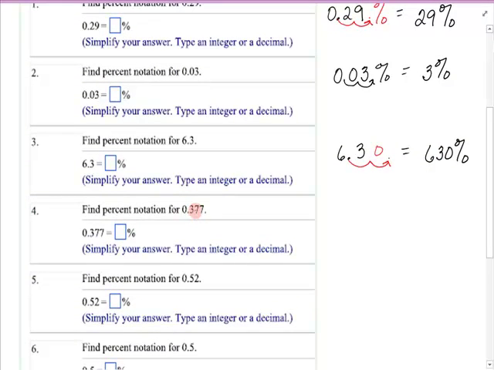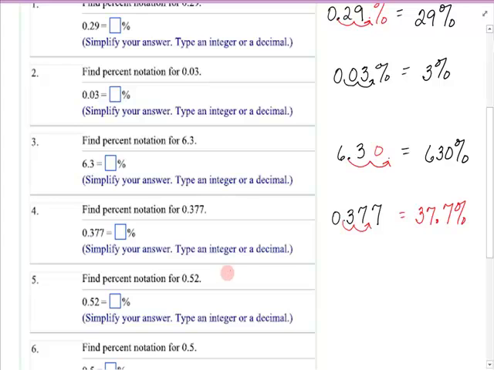All right, how about 0.377? To change that into a percent, we go 1, 2 places to the right. That's going to give us 37.7%.